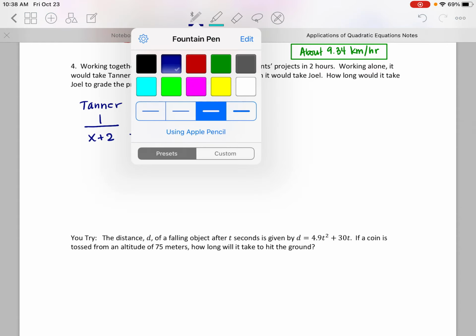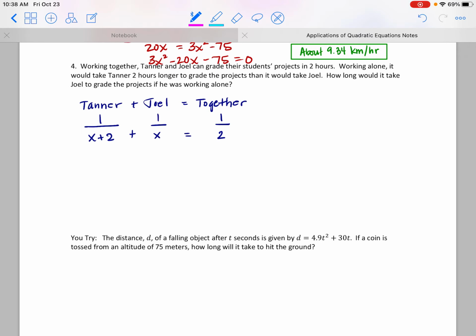So now we're going to solve by getting a common denominator, which in this case is going to have a 2 and an x plus 2. So least common denominator is a 2, an x, and an x plus 2, all of those factors. So this first fraction we're going to multiply by a 2 and an x. And then the second one, we're going to be multiplying by a 2 and an x plus 2.